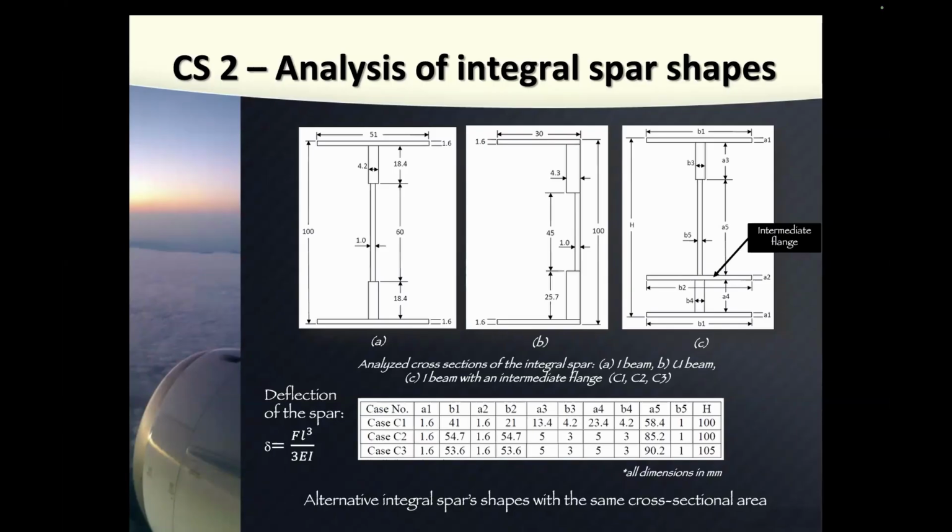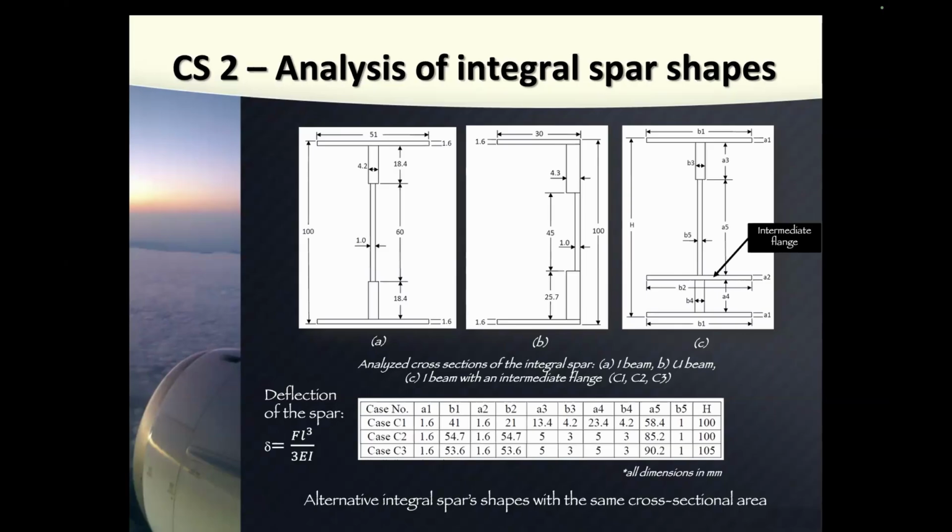All 3 are integral, and here this is an I-beam with an intermediate flange. So here we play with 3 different designs. You can see C1, A1, B1, all these here. I mean, almost 10, I think, different dimensions in order to find the best solution to improve fatigue life without changing the mass, or rather, reducing the mass of the wing.